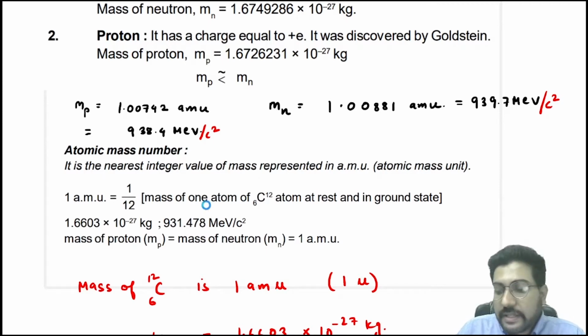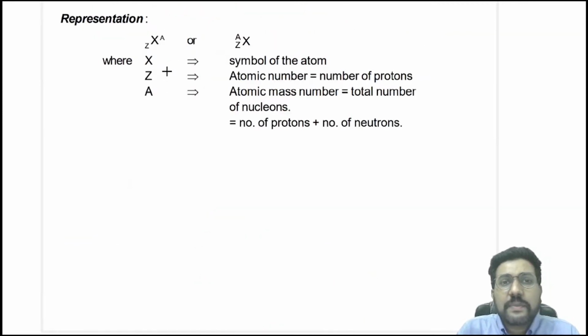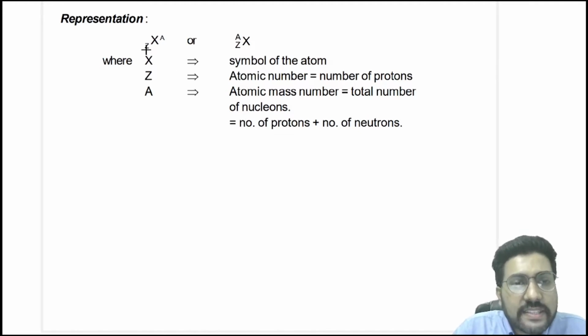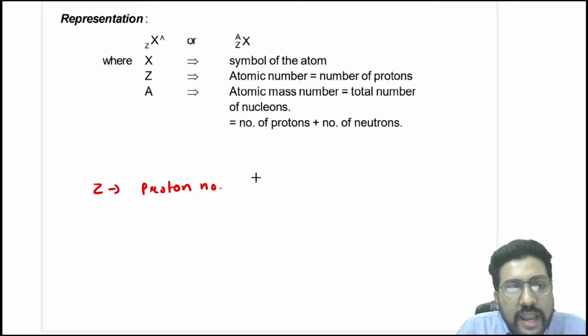All right. Now, what is the representation of a nucleus? Now, a nucleus can be represented in some books like this: X with Z and A. Okay. Now, what is this Z? Z is the proton number, and this is also called the atomic number.